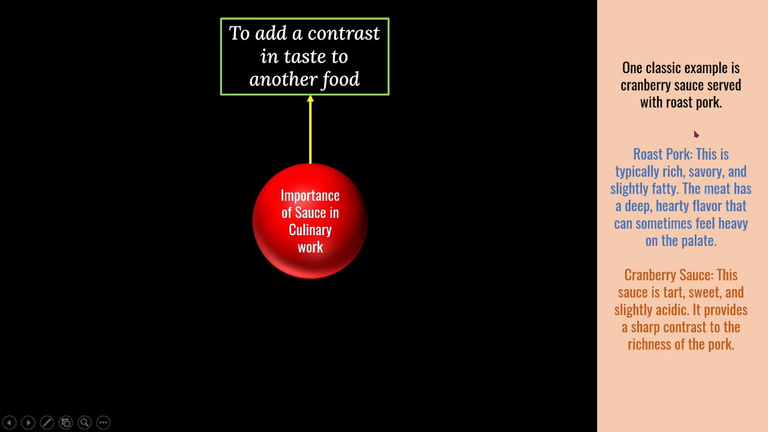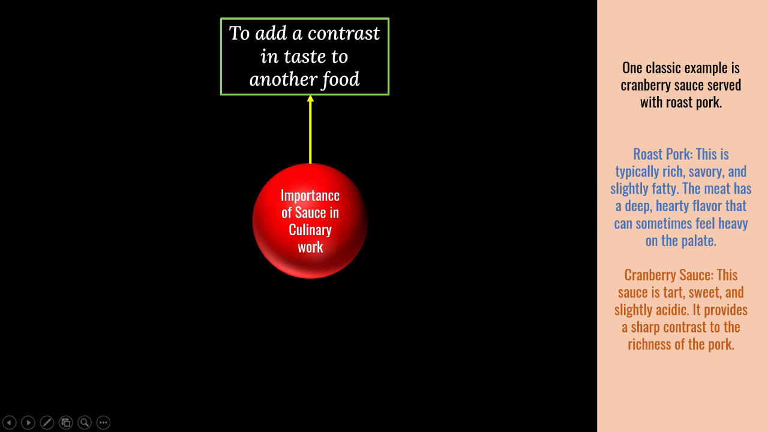Now, what is a roast pork? This is typically a rich, savory, and slightly fatty product. The meat has a deep, hearty flavor that can sometimes feel heavy on the palate. So, it is a very rich product. So, if you add a sauce which is a contrast in taste, and what we are selecting, cranberry sauce.